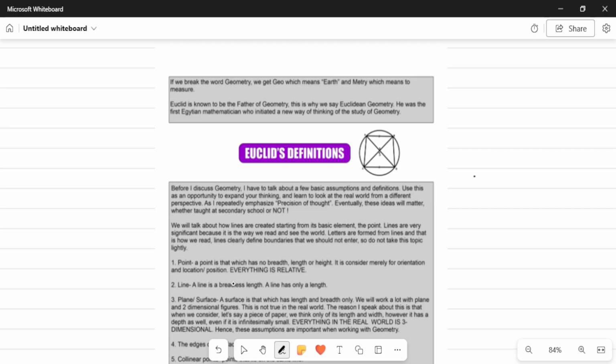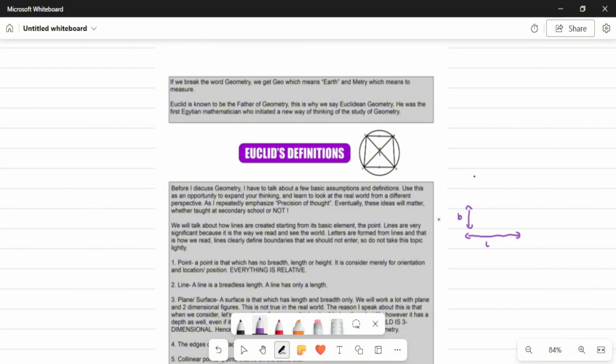A line is a breadthless length. So if you think about this, in 2-dimension, we have two things. We have a length and we have a breadth. But what we're saying a line is, it's a breadthless length. It has only a length.